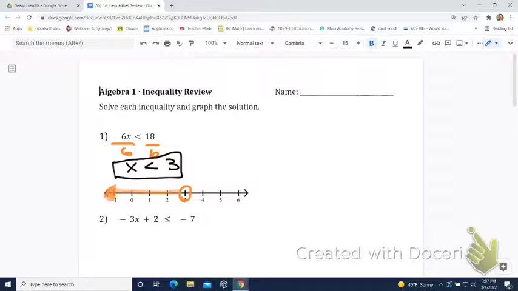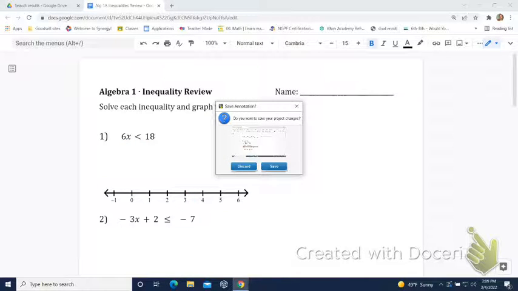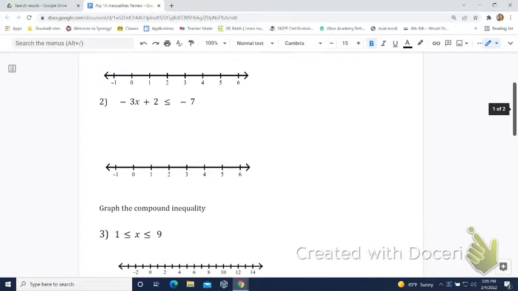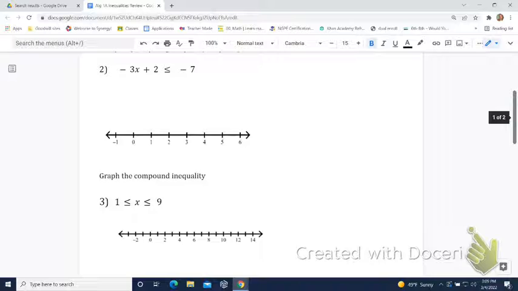All right, so problem number 2, we now have a two-step inequality. And after we've done it, we're also going to graph that solution on a number line. So for our two-step inequality in number 2, of course we're going to undo the addition first. We'll subtract 2 on both sides. Now I have negative 3x is less than or equal to negative 9. Now to get the x by itself, we'll need to divide by negative 3.